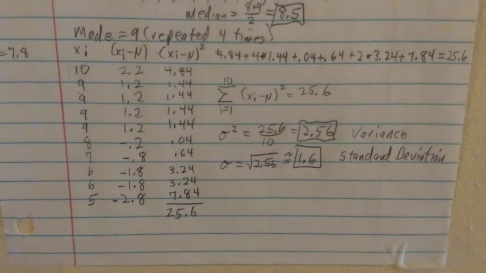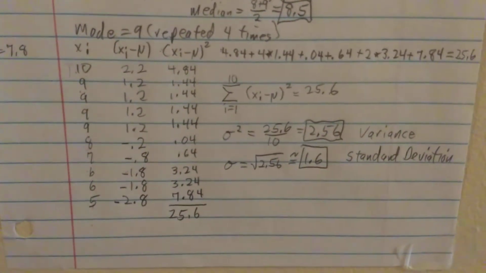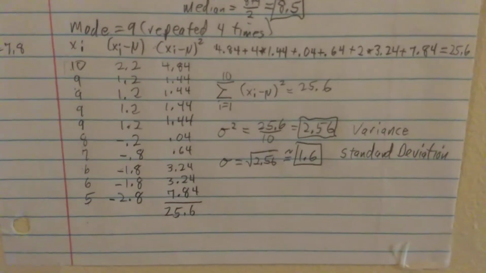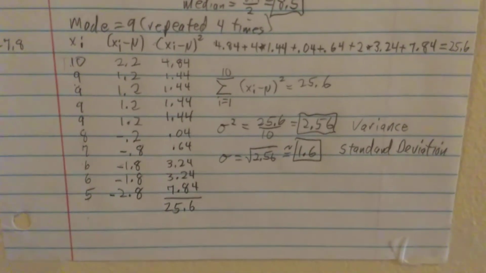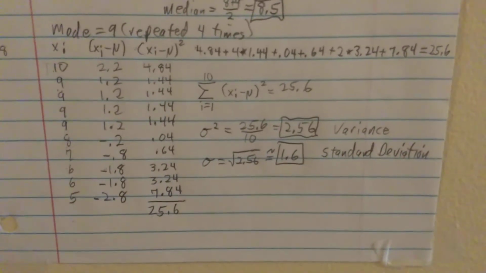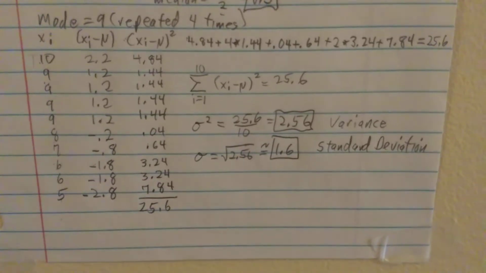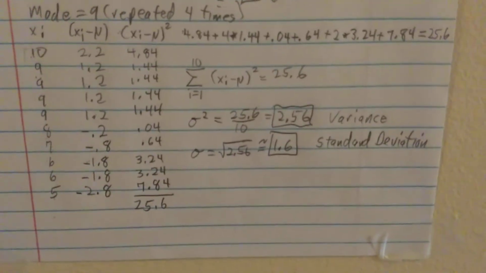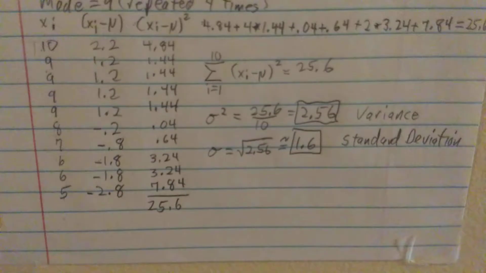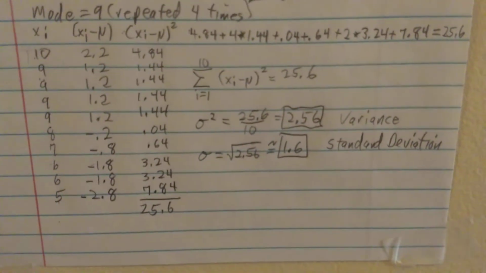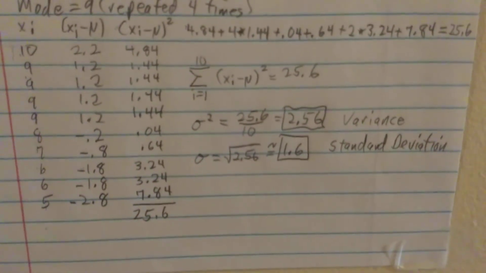Then the next column over is that number squared. So we have parentheses x sub i minus the mean, squared. So we have 2.2 squared is 4.84. 1.2 squared is 1.44 for all those 4.